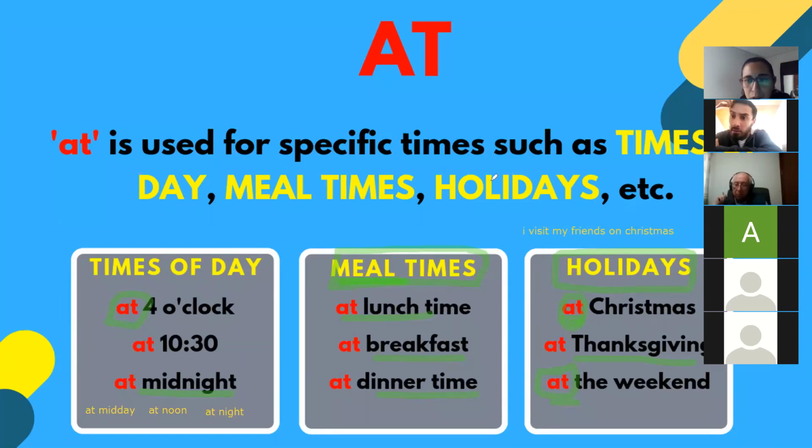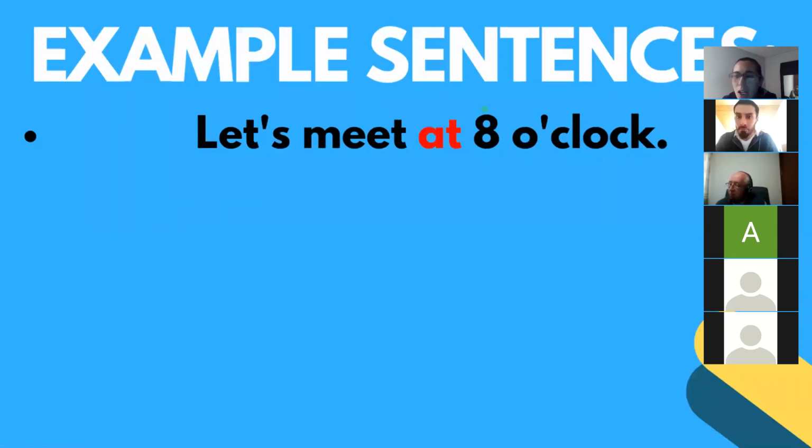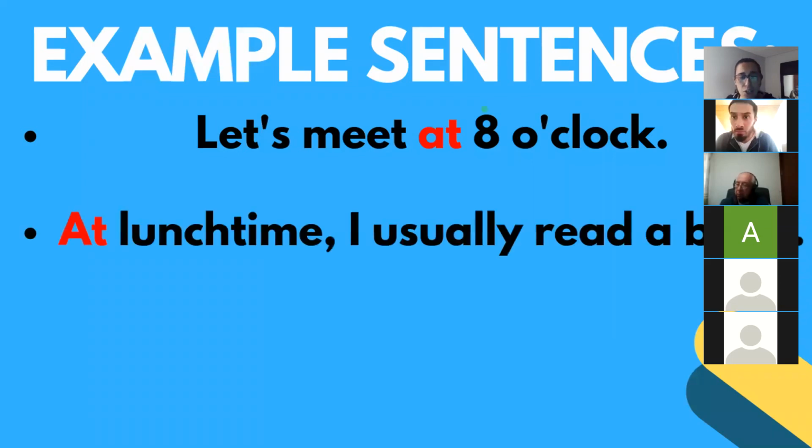That will be. So let's see some other examples. Here we got: "Let's meet at 8 o'clock." Right? So say, hey, vamos a reunirnos a las 8 en punto. At 8 o'clock, so a specific time. "At lunchtime, I usually read a book." Yeah, so it represents the specific moment of my lunch, right? En la hora del almuerzo, suelo leer un libro. Exacto, right. So you said, I usually read a book. Usualmente leo un libro. Yes, a specific time.